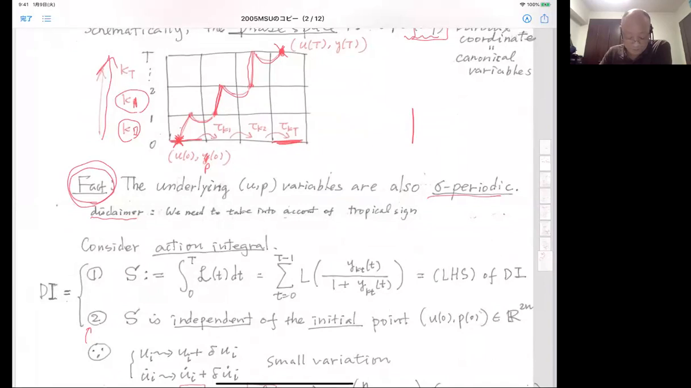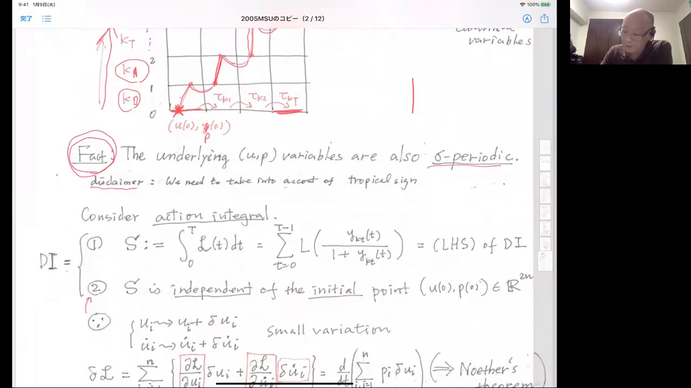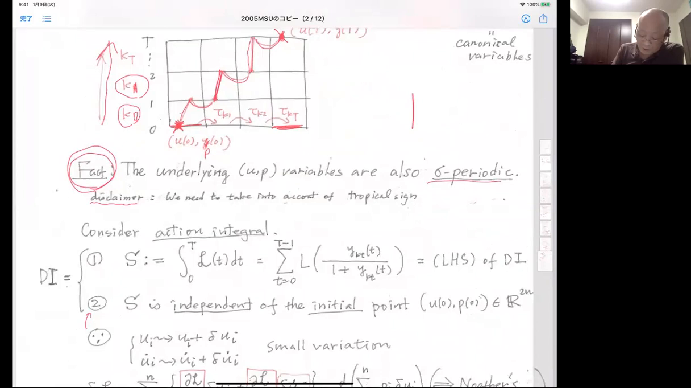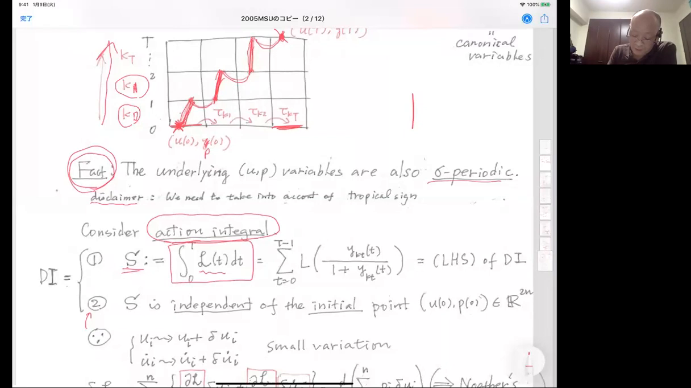Now, for such time development, we consider what is called an action integral, which is a standard notion in classical mechanics, S, which is just the time integral of your Lagrangian along this contour. And since this L_t is exactly Roger's L function, something like this, yeah.